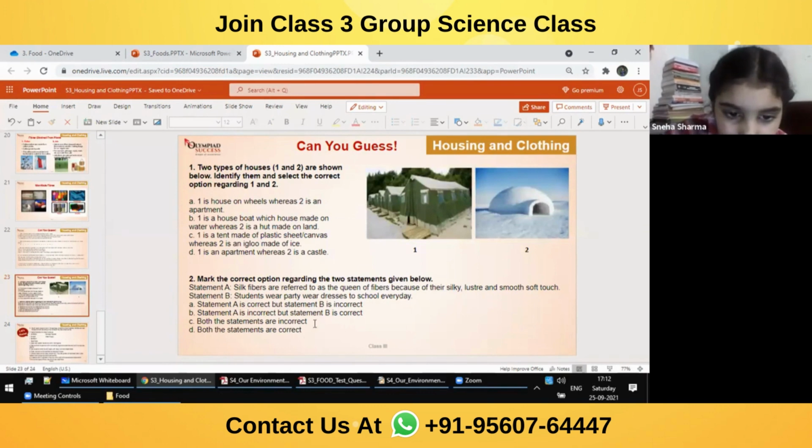Students wear party wear dresses to school every day. A. Statement A is correct, but statement B is incorrect. B. Statement A is incorrect, but statement B is correct. C. Both the statements are incorrect. D. Both the statements are correct. Ma'am, A. Statement A is correct and statement B is incorrect.